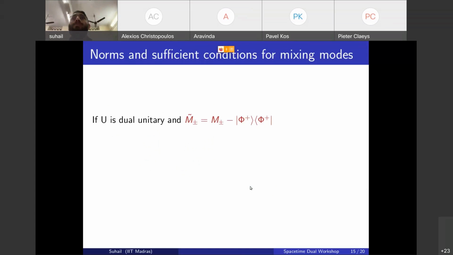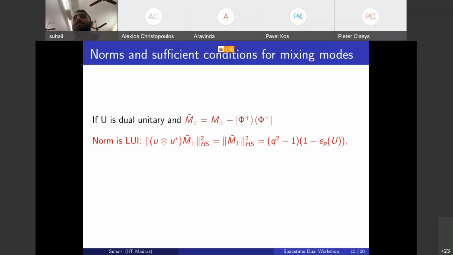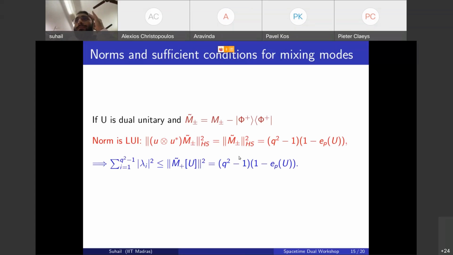Okay. So now the bound I was saying: beyond this entangling power EP star, the corresponding dual unitary circuit is guaranteed to be mixing. This results from a simple calculation. First, we take m plus tilde by subtracting the trivial eigenvalue and take the norm square of this, and it turns out that the norm square is proportional to 1 minus EP, and it's a local unitary invariant. Now, the norm squares of these are the eigenvalues of this m plus tilde. So they are upper bounded by q square minus 1 into 1 minus EP.